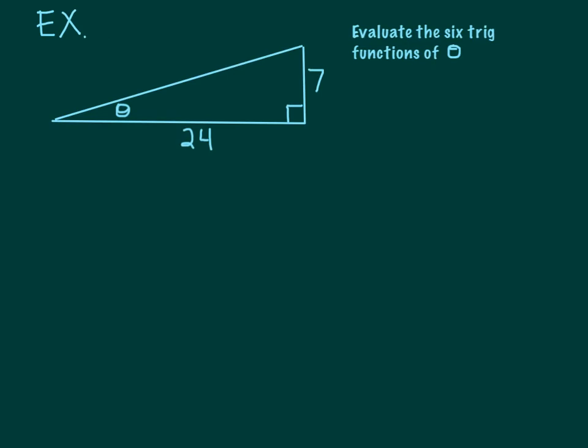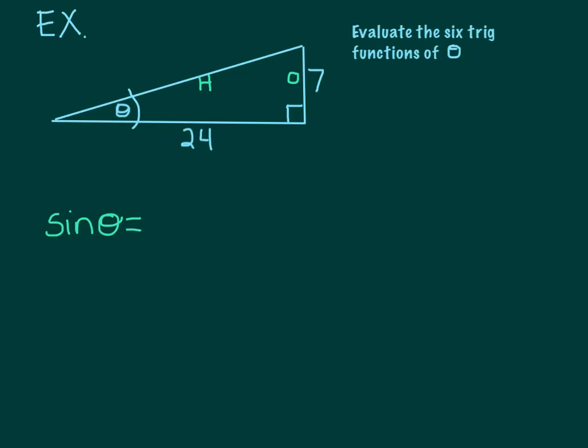So here's an example. If I asked you to evaluate the 6 trig functions of theta, here's theta, we would want sine theta equals, and we know that's SOH, so opposite, which is this side, over the hypotenuse, which is this side. And if you notice, we have the opposite, but we don't have the hypotenuse. So we have to figure out the hypotenuse.